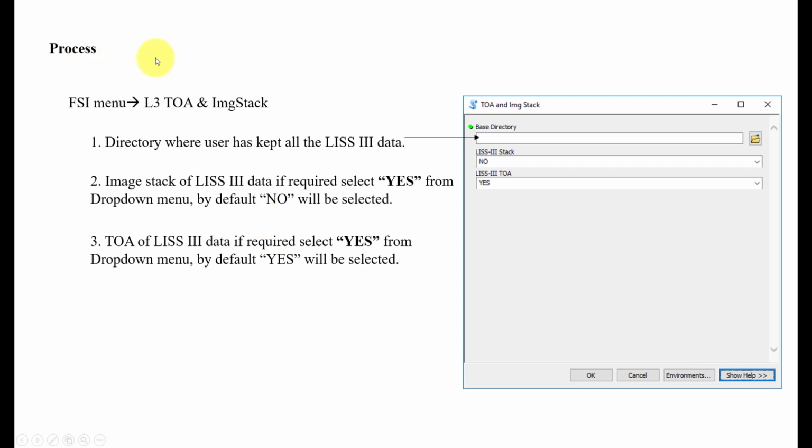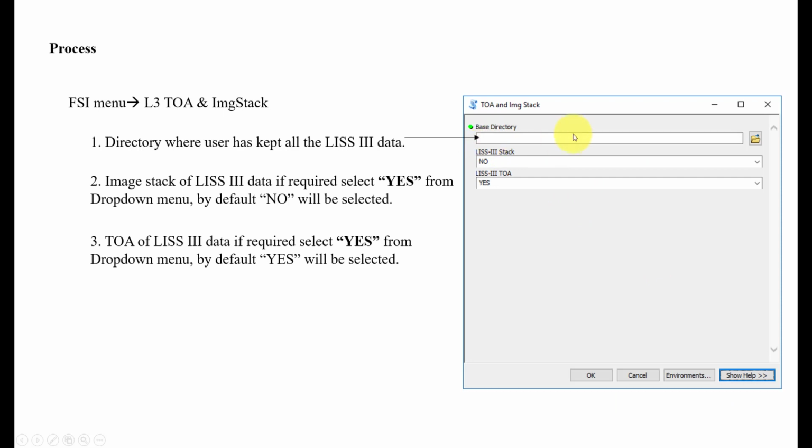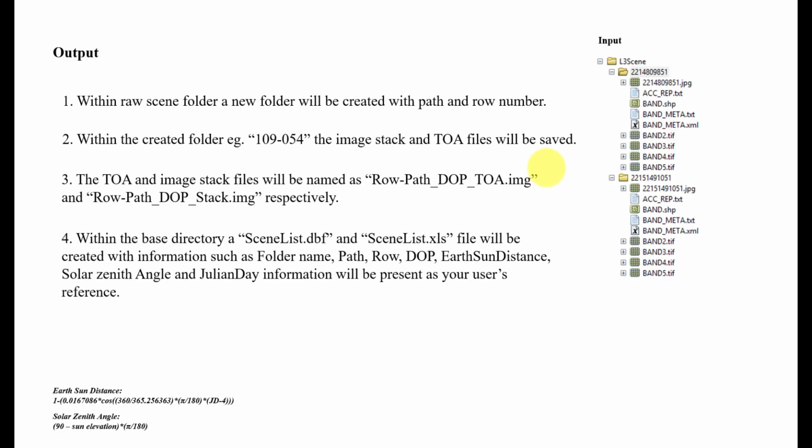And what will be the process? You have to provide the directory. In this case the base directory is this one. Under this Landsat 3 scene, all these directories are present, so you have to provide the base directory name as Landsat 3 one. And if you require all this, then you have to select as per your requirement. There are 2 options, yes or no, for this. These are the combo boxes. Based on your requirement, you have to select this.